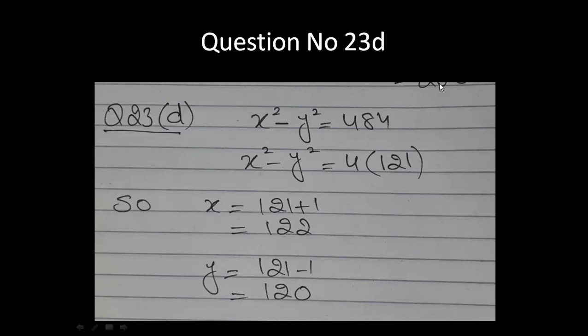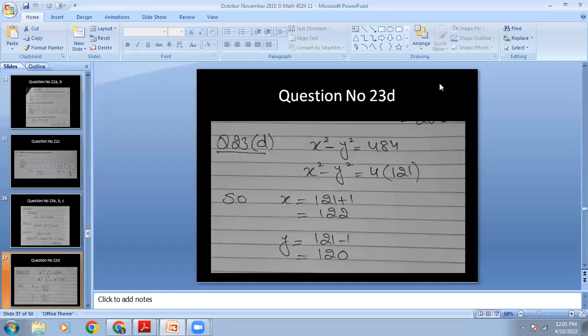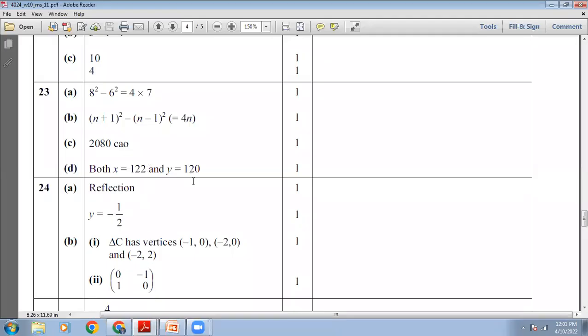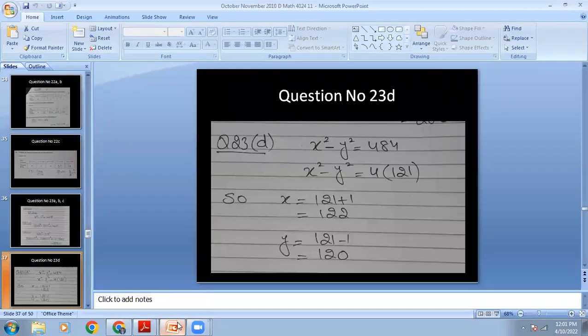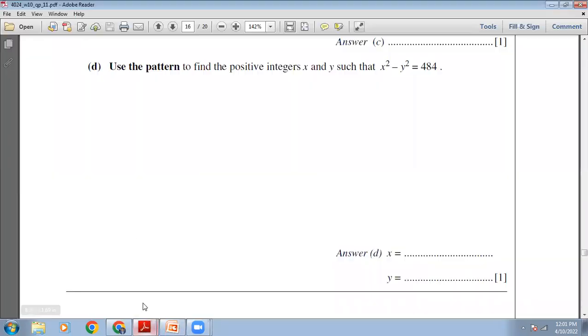I hope you understand that I am using that pattern which was given. And then it's very easy. Once you understand the pattern, it's very easy. 122 and 120. Okay, our answers are right.